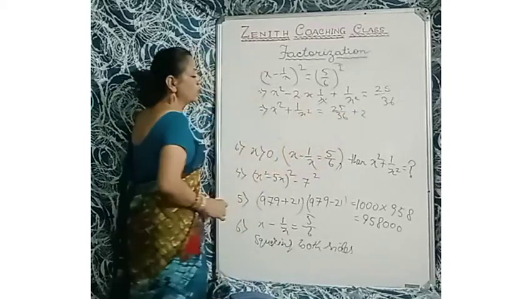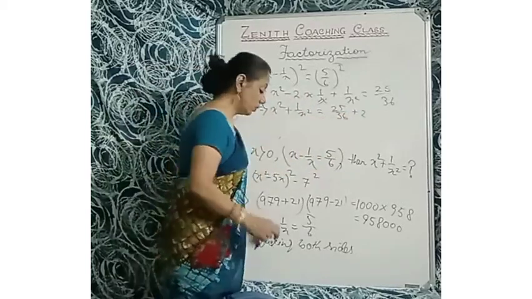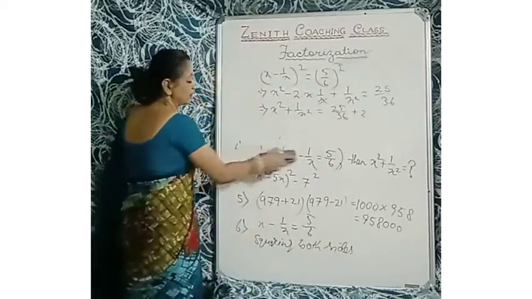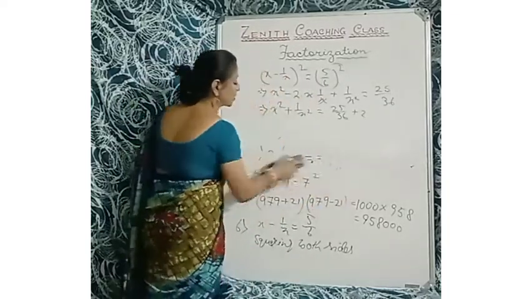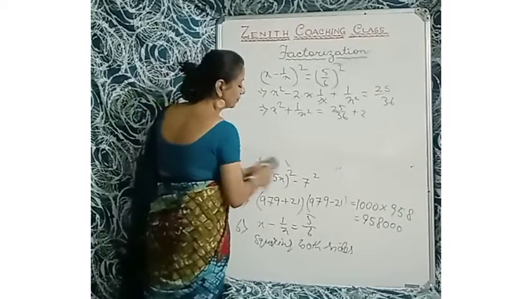Here it is minus 2, so take it there. Here it is plus 2. Interchange the sign. Here it is minus 2, there it is plus 2. Then you have to solve the sum.